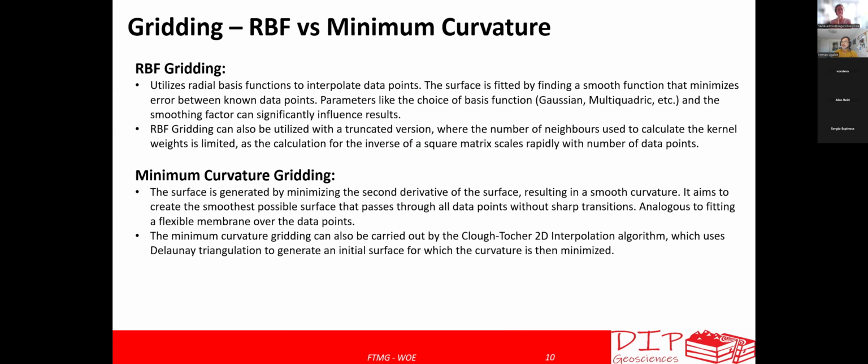So how does RBF compare to minimum curvature? RBF utilizes these radial functions, and the surface is fitted by finding a smooth function that minimizes the error between known data points, and can be truncated. So you use a smaller number of neighbors to calculate that kernel and the weights. On the other hand, with minimum curvature, we minimize the second derivative of the surface and we try to fit a smooth curve using all the data.